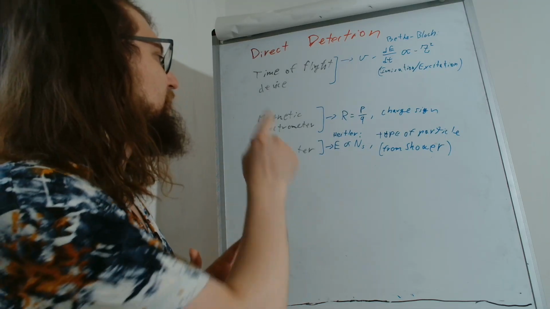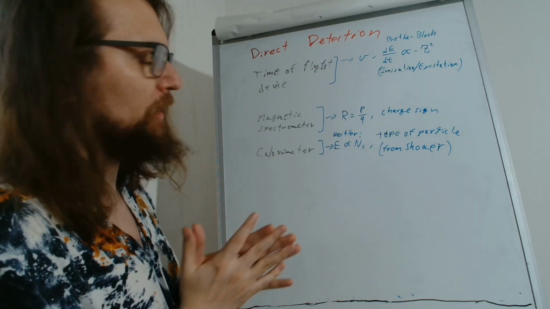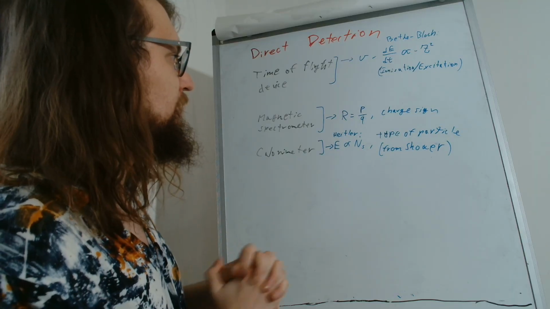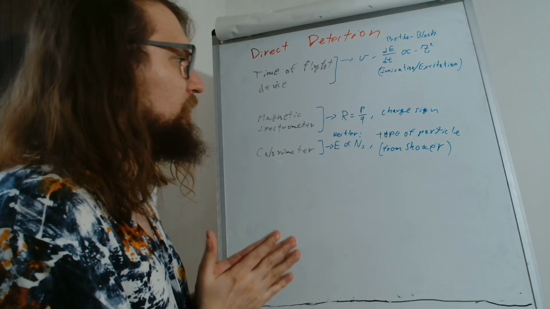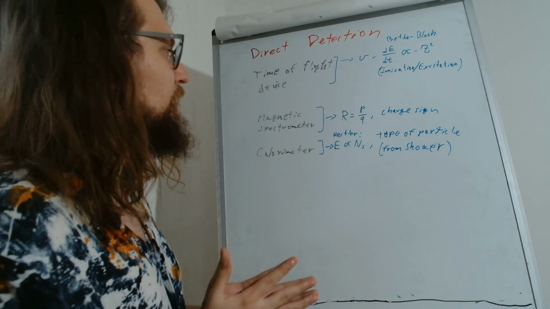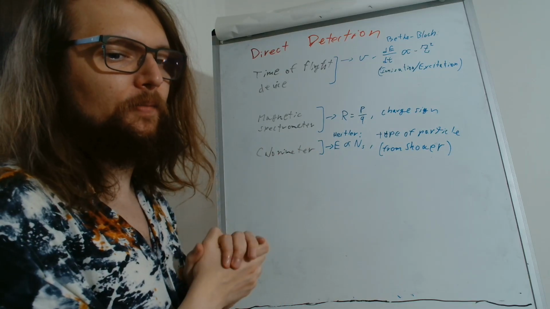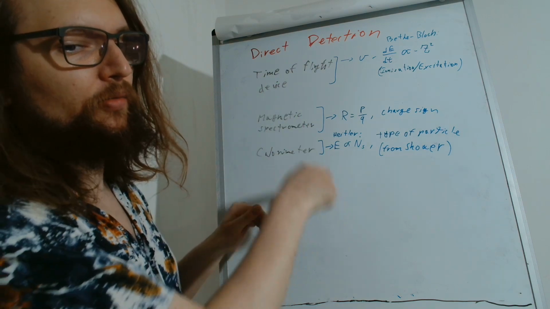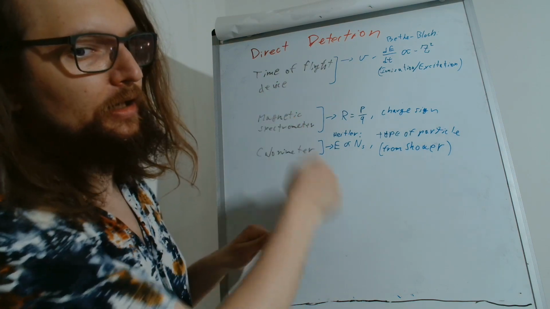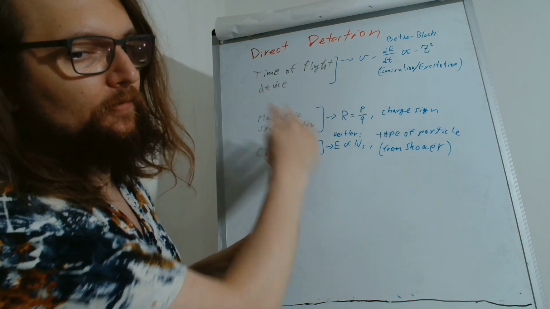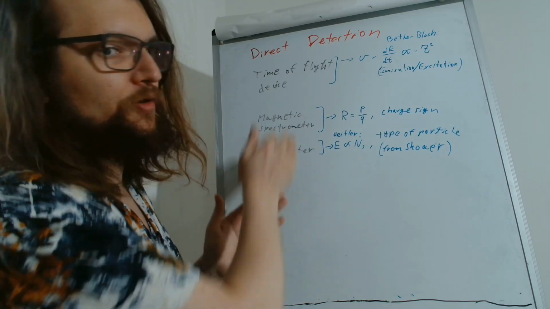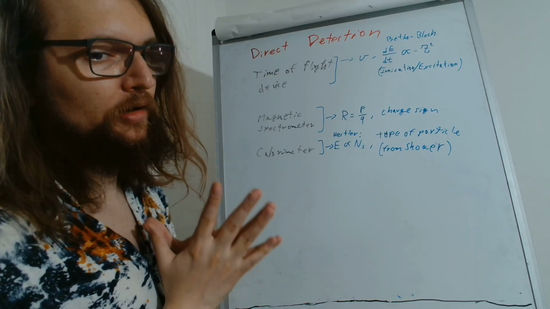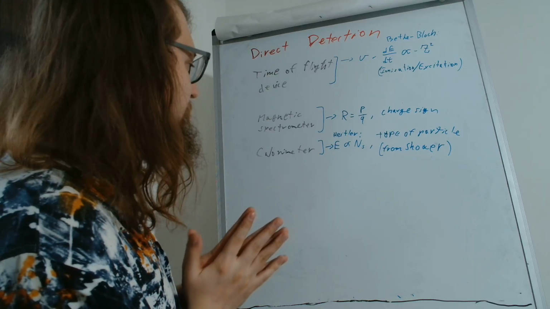Then we have the magnetic spectrometer. The magnetic spectrometer we have seen in the last video. It measures the rigidity, momentum divided by charge, and it can measure the charge sign. This also fails at higher energies, because at very high energies the path through the spectrometer is basically a straight line, because it is very difficult to bend a high energy particle with a magnet.